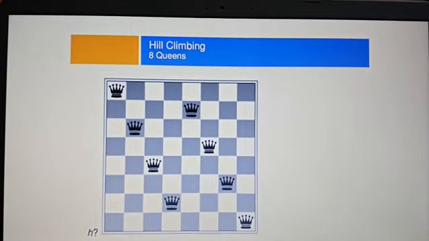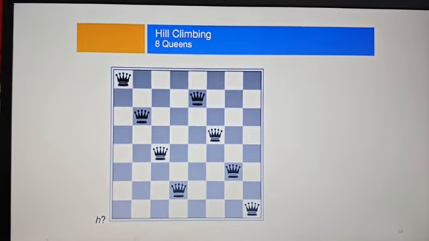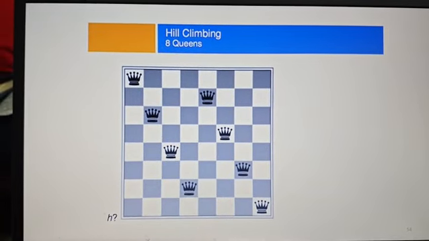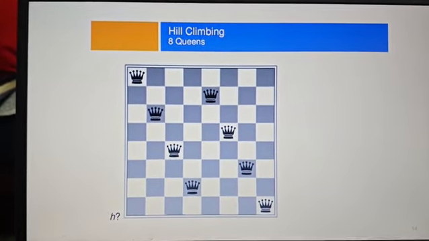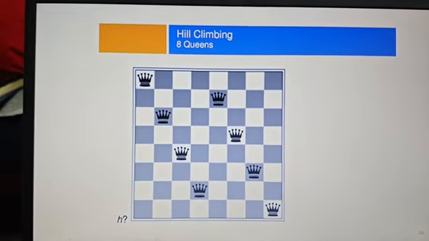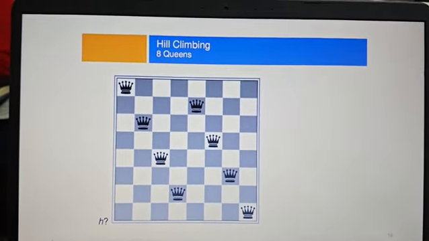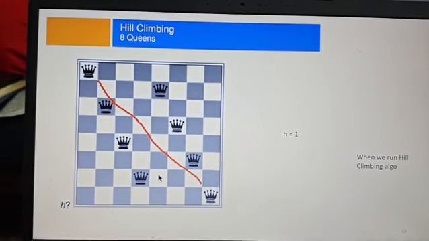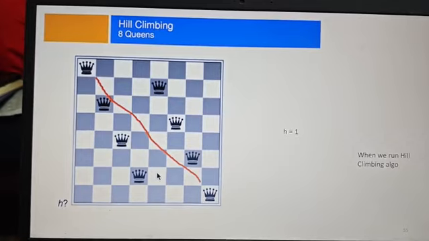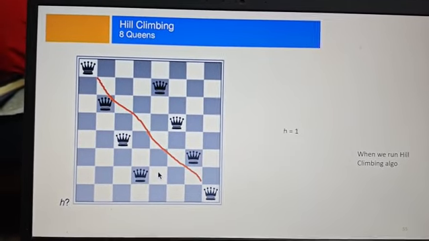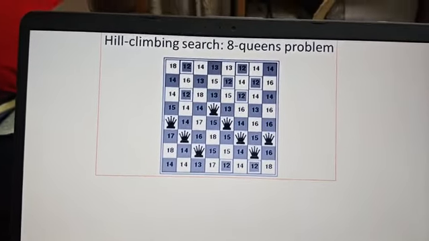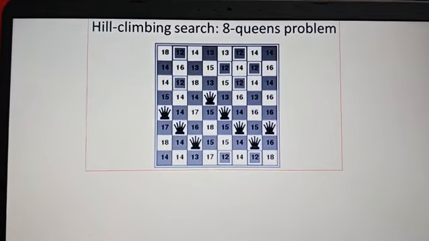Now what is H in this case? What is H? Heuristic value. What is the heuristic function? Number of pairs of queens which are attacking each other. What is H here? How many pairs of queens are attacking each other? This is the only pair which is attacking each other, that is H is equal to 1. Like that, if I give you the chessboard with the queens in different positions, you should tell me what the H value is. So in this example, can you tell me what is the H value?